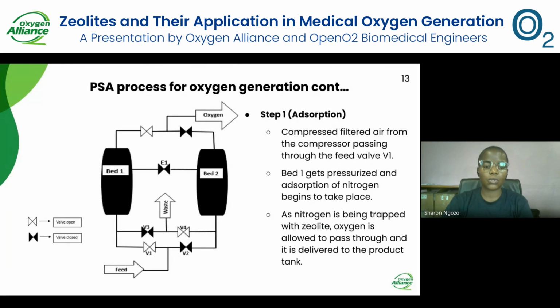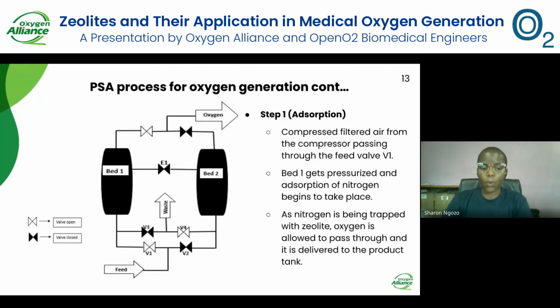First, we'll talk about the adsorption. As you can see in the diagram, we have V1 and V2. Those are our feed valves. We also have valves 3 and 4. Those are our waste valves. We have bed 1 and bed 2, or we can call them zeolite columns. We also have valve E1, the equalization valve. We also have the other valves at the top, which have been labeled. These two labeled valves are just check valves. They are not controlled, while the rest of the valves that I've labeled are controlled.